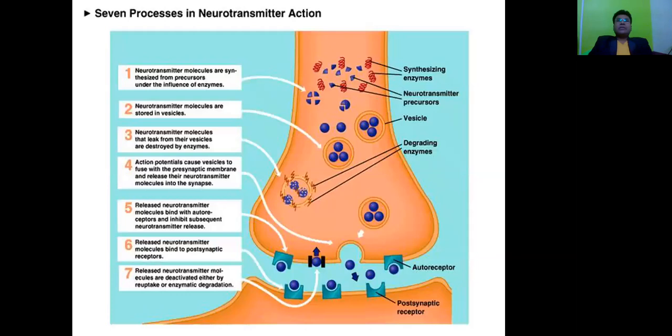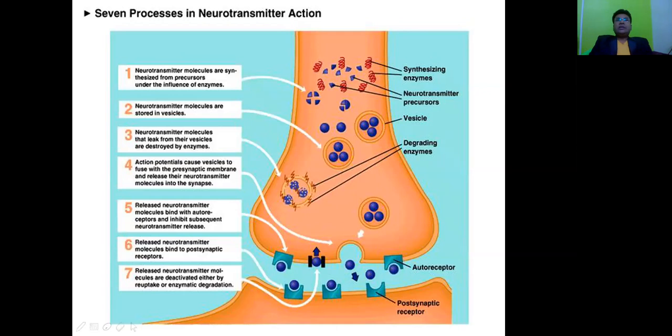Now, there are several processes in the neurotransmitter action. Number one, the neurotransmitter molecules are synthesized from precursors under the influence of the enzymes. Number two, after synthesis, they are stored in the vesicles. And the neurotransmitter molecules that leak from the vesicles are destroyed by the enzymes.